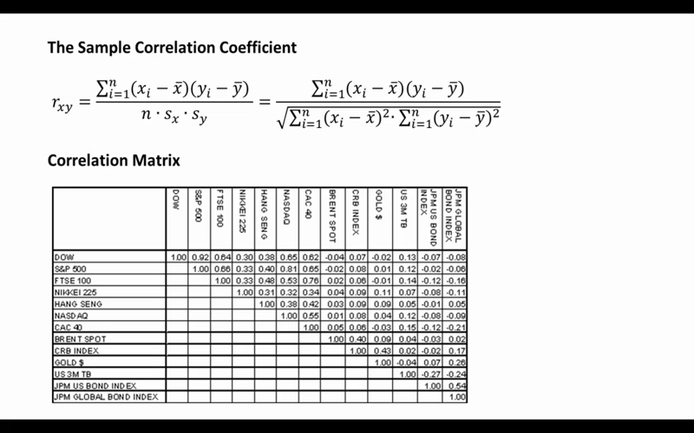That is one. Why? Because Dow Jones and Dow Jones are the same thing. So the correlation is one. However, if you can see here, S&P 500 with Dow Jones is 0.92. What does it mean? If the index number is close to one, it means they have a very strong correlation with each other.